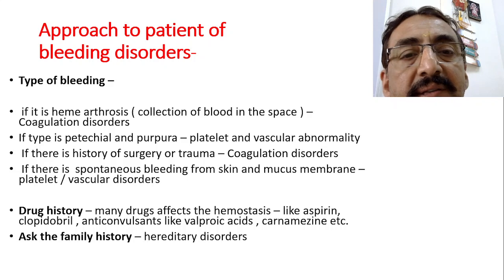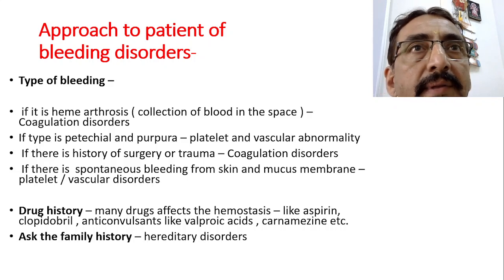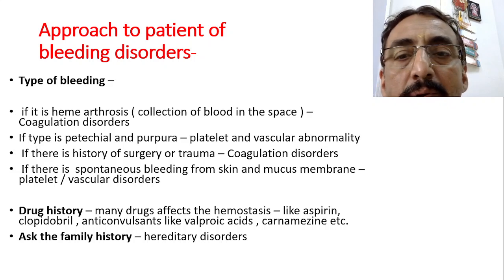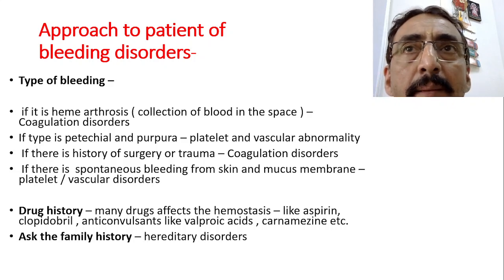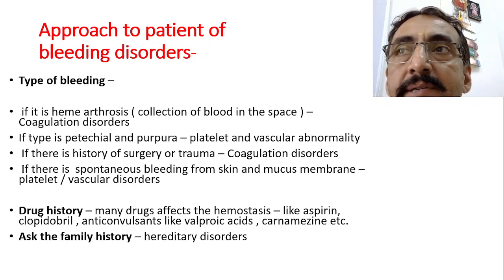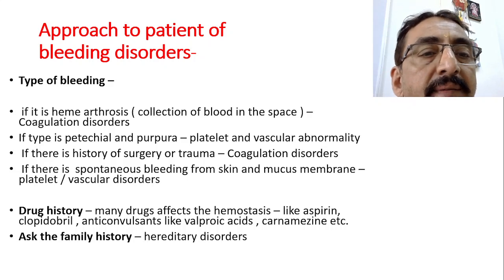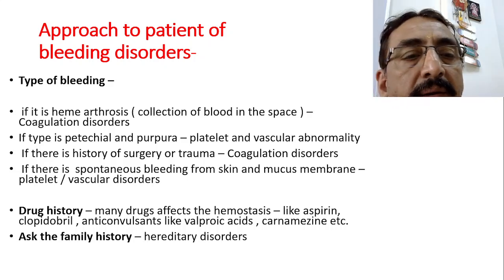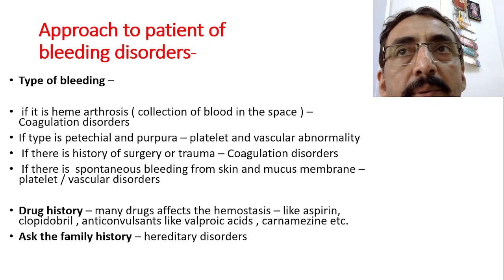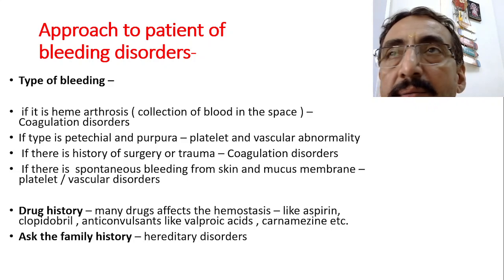And if there is a history of surgery or trauma and now there is bleeding going on, then you have to think about coagulation disorders. Because at the time of surgery, they will stitch, everything will be fine, but there is an undetected coagulation problem which bleeds from the site in the later period. And if there is spontaneous bleeding from the skin and mucous membrane, with no history of trauma or surgery, spontaneously it is bleeding, then probably this will be a platelet problem or maybe a vascular disorder.